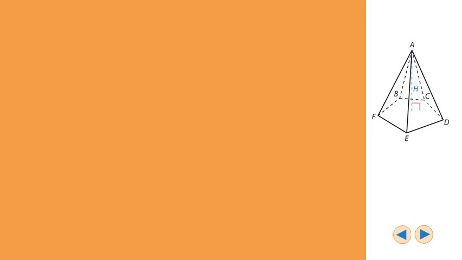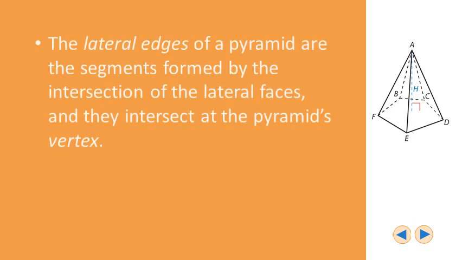All right, so here is our pyramid. And so we've got this H marked out, and that is known as the pyramid height. That goes from, or its altitude, it's labeled here as a height, but it's an altitude going from the vertex at the top straight down perpendicular to the base. So this leads us to say that the lateral edges of a pyramid are the segments formed by the intersection of the lateral faces, and they intersect at the pyramid's vertex.